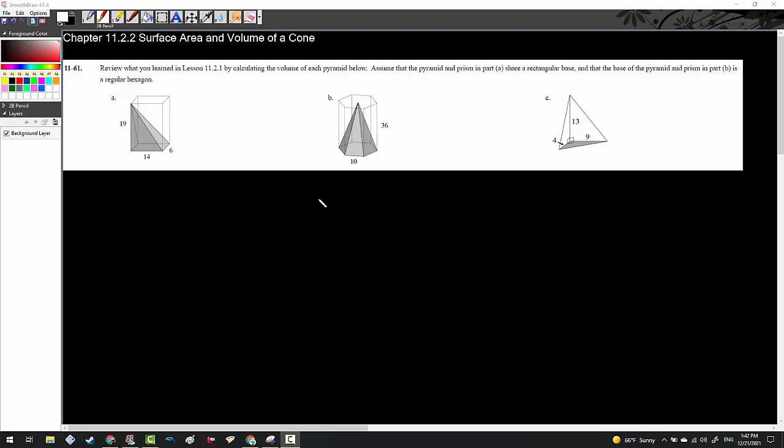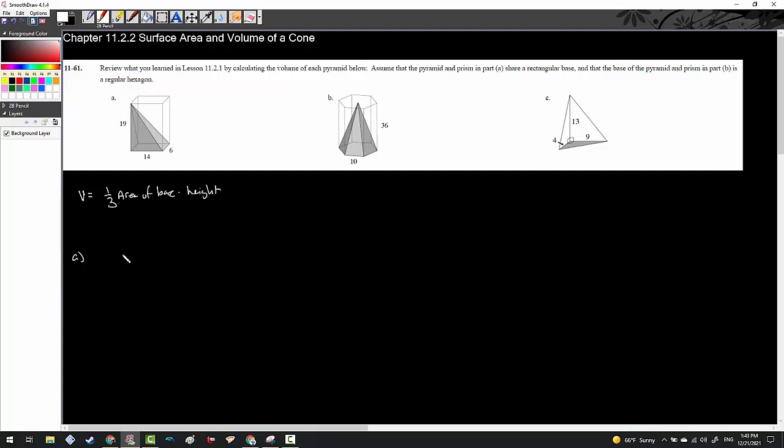Assume the pyramid and prism in part A share a rectangular base, and that the prism in part B is a regular hexagon. So remember, the volume of a pyramid was always 1/3 times the area of the base, and then times the height. Every single time. Now, what would alter the volume of that pyramid would be the shape of the base. So obviously in part A, it's going to be pretty easy finding the base's area. In part B, it's going to be a little more complicated because we've got a hexagon going on there. There's probably going to be some hexagonal area finding right there. It's not a big deal. And then C is going to be just another triangle, so we can probably handle that pretty easily.